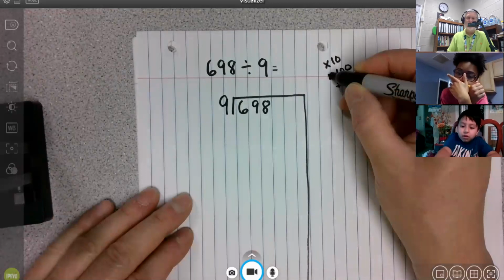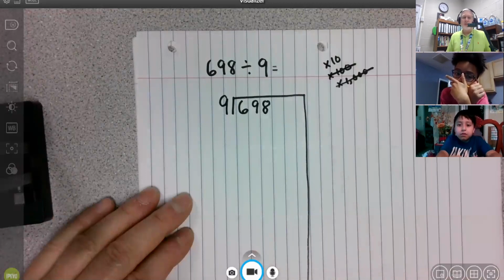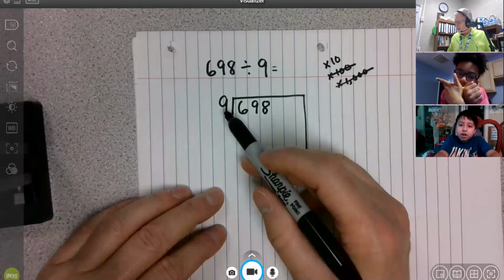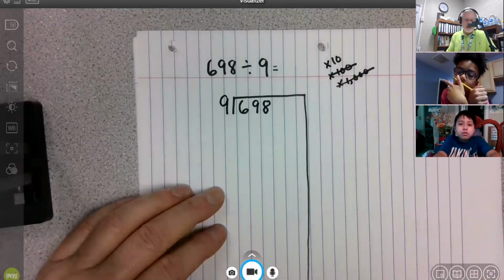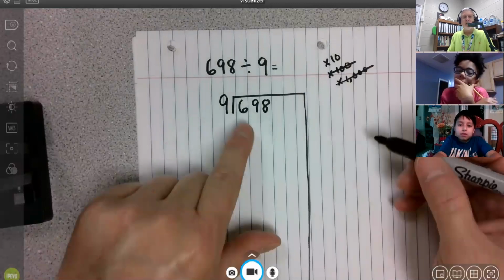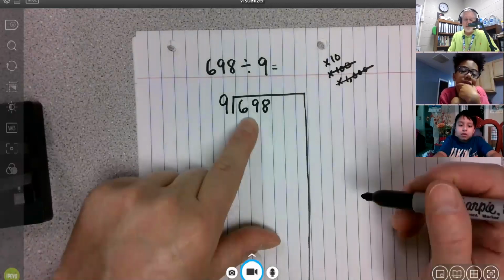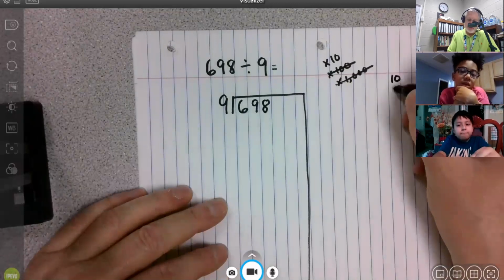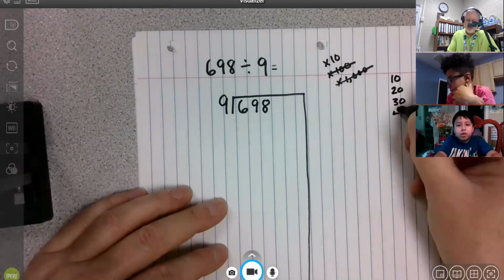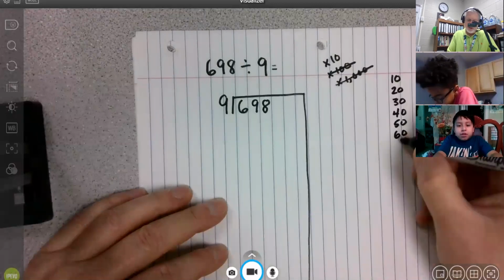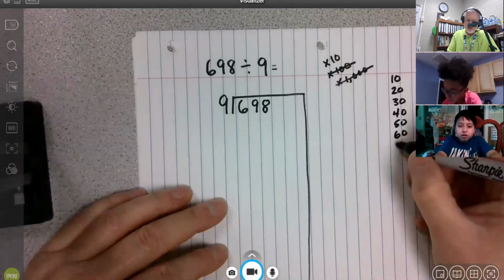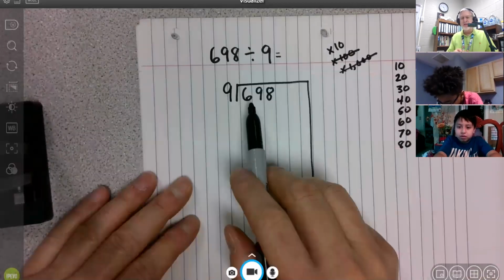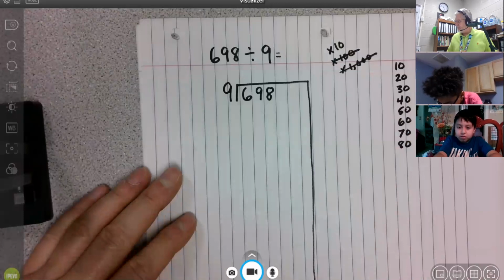Too big. All right, so now I have to have a multiple of 10, it looks like. So how much is 9 times 10? 90. Is 90 close to 698? No. All right. So let's think about our multiples of 10. Think about what multiple of 10 can I multiply 9 by that would get me at least a little closer to 698.